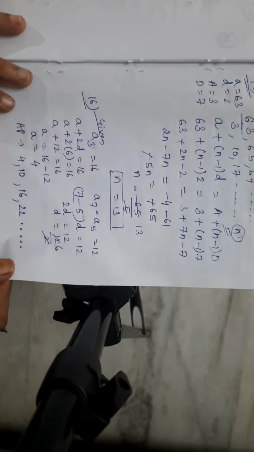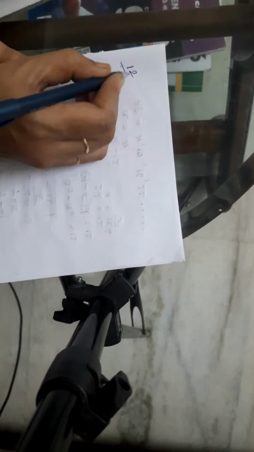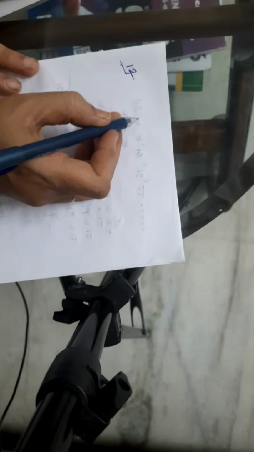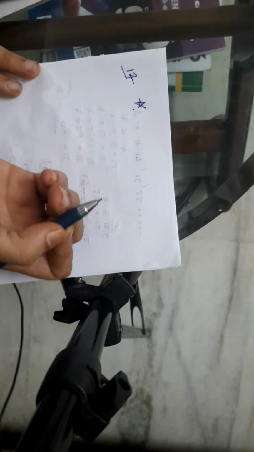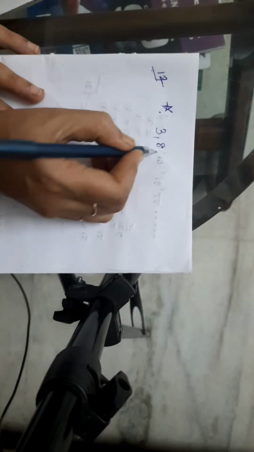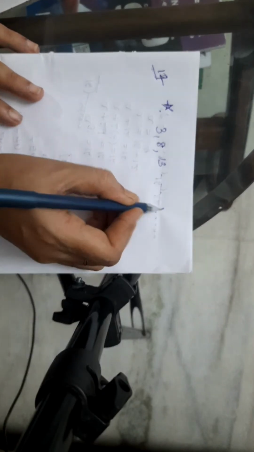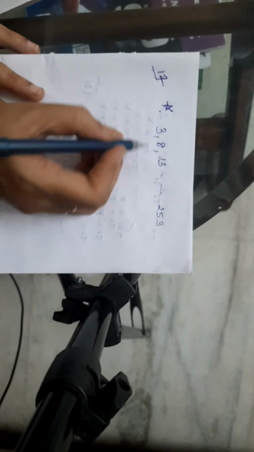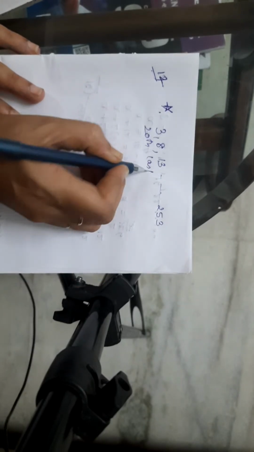Now we need to move on to the 17th question. So here in the 17th question, it is given, find the 20th term from the last. So this is also an important question as it is a little different where you need to find the number from the last. The sequence is given 3, 8, 13 up to 253. We need to find the 20th term from the last.